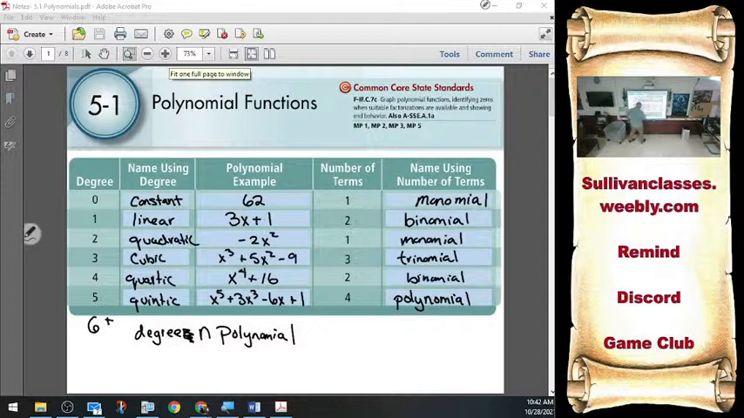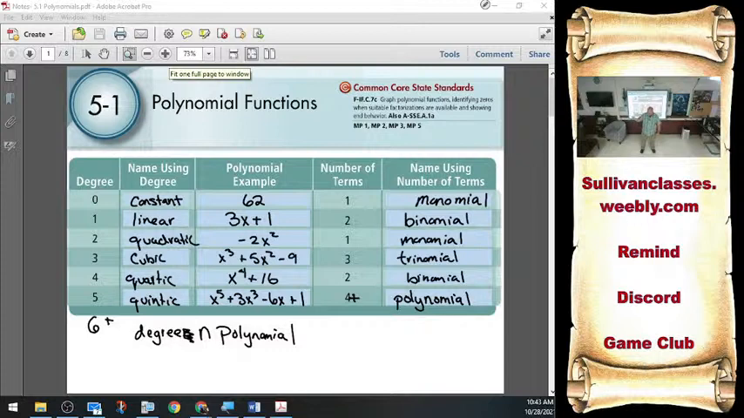In fact, let's put 4 plus. At 4 plus, we just kind of give up and start saying polynomials. Now, technically, a monomial is still a polynomial. It's kind of like all thumbs are fingers, but not all fingers are thumbs. Everyone's like, wait, what? No, slow it down. All thumbs are fingers, but not all fingers are thumbs.